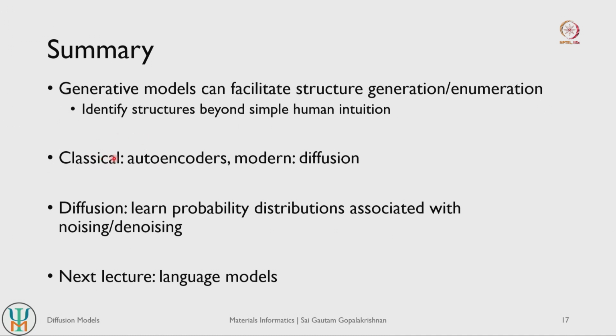And the classical way that generative models were employed is using autoencoders. The more modern cutting edge models use diffusion to denoise your latent space to get a structural representation. And basically diffusion learns probability distributions associated with noising and denoising procedures, right. So it does learn probability distributions as any other generative models do, right. So diffusion models can be quite powerful, but they are at the cutting edge and they are susceptible, to an extent, to generating not so great structures, right. So if you are interested in using diffusion models, do use them with care, right.